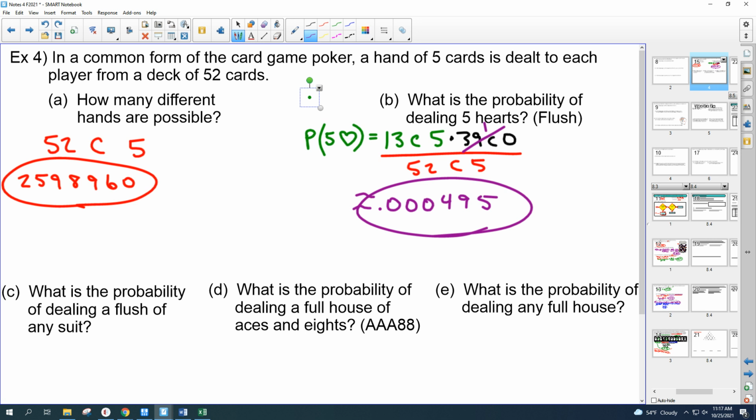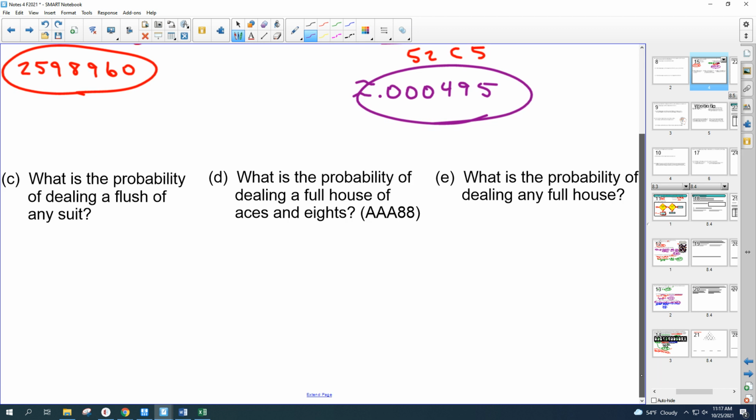Part C. I want to write small here. I didn't give you a whole lot of room. What's the probability of dealing a flush of any suit? So we just did a heart flush, but a flush of any suit could be hearts, could be diamonds, could be clubs, could be spades, right? So anybody know how to find this answer quickly? Yeah, the answer we just had times 4, right?